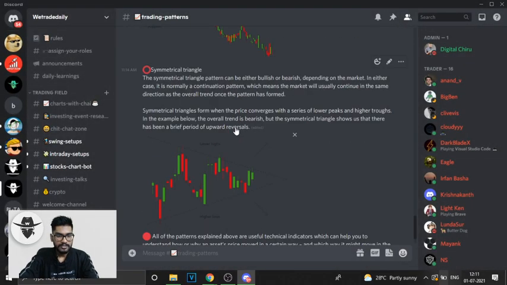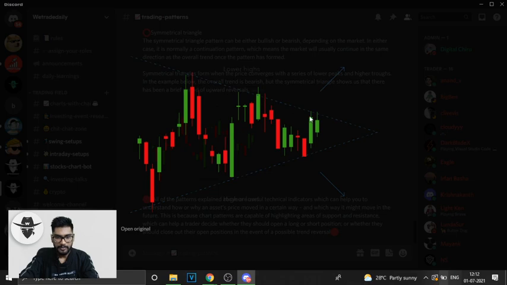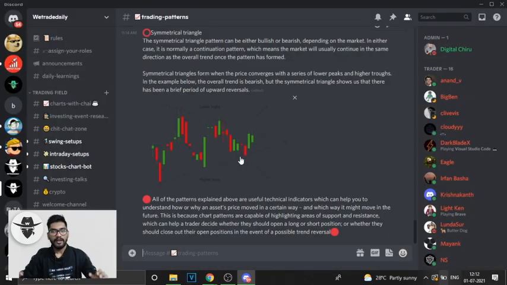Now, with the symmetrical triangle, that is something that we already discussed in the first example. There's nothing but the symmetrical triangle where the price keeps on getting narrow in that triangle. If the bullish breakout happens, add your buy positions. If the bearish breakout happens, add your sell positions. Now, these are some of the most commonly used trading patterns that you can look for, plus apply it in the live market to get your results in.